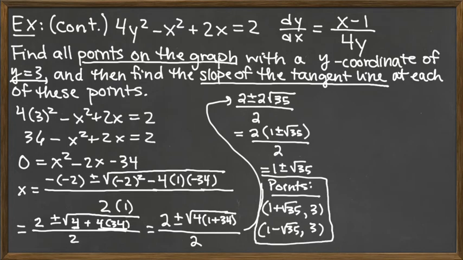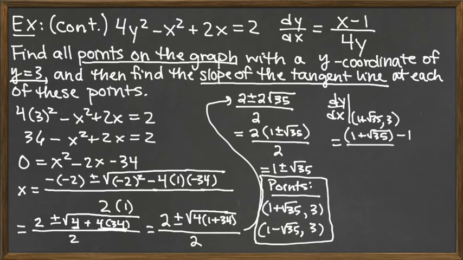And notice that, again, all we've done here is algebra. We haven't dealt with the derivative at all, which is our calculus concept. And so, again, we're ready to do the calculus by plugging into the dy dx that we already know. So dy dx evaluated at the 1 plus root 35, comma 3 is going to be plugging in the 1 plus root 35 into the top, where x is, and then we subtract 1 from it, all over 4 times 3.